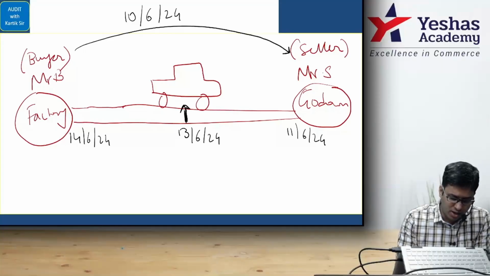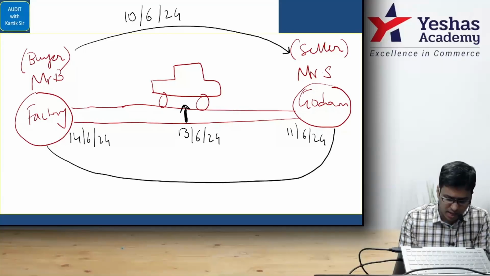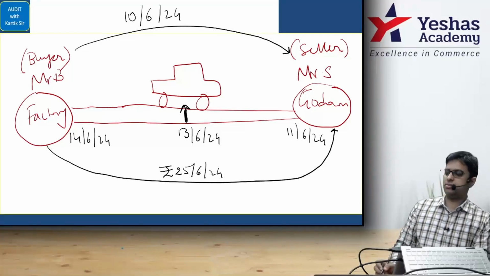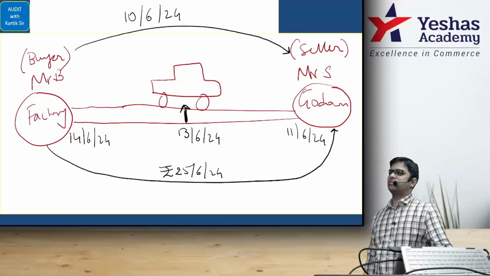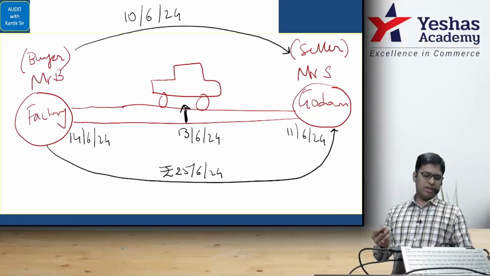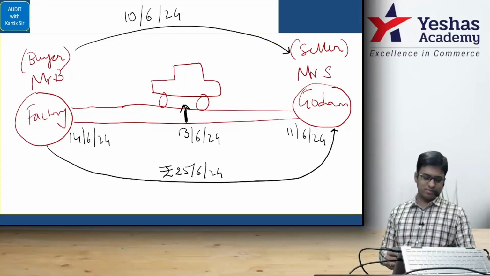The buyer will make the payment after some time here. The payment here will be made to the seller on, let's say, 25th of June 2024. Got the transaction? You understand this? Basic business transaction. I have a simple question for you. Simple question. Look.